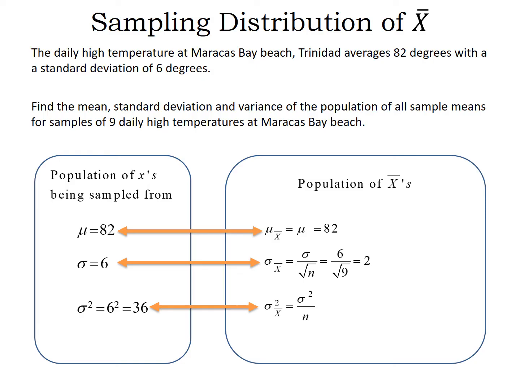And finally, the variance would simply be 6 squared, 36, over 9, or 4, which of course we could get by just squaring the 2. The standard deviation of 2, squared, gives the variance of 4.